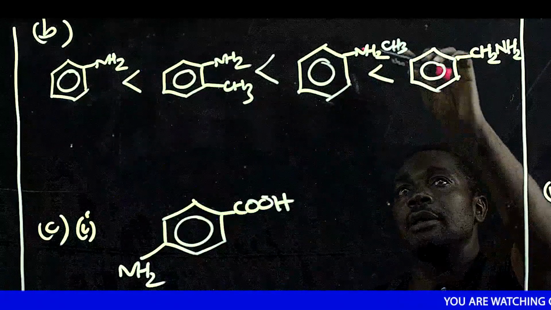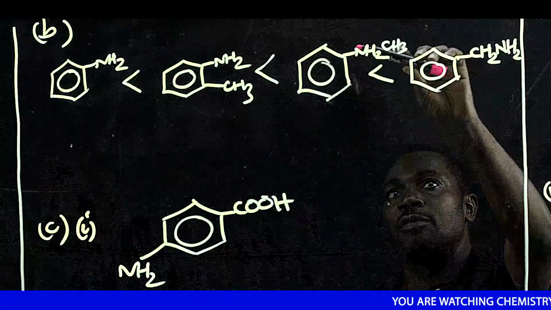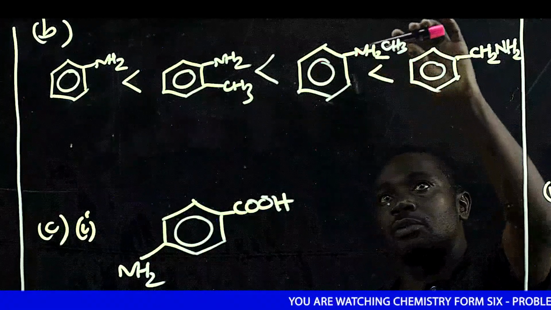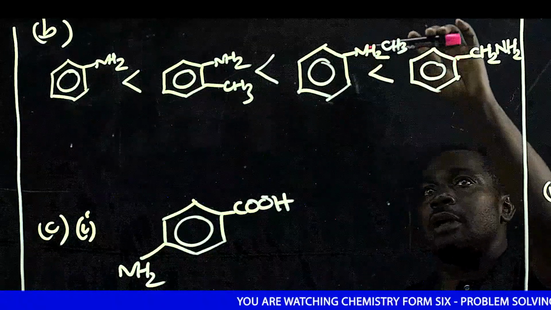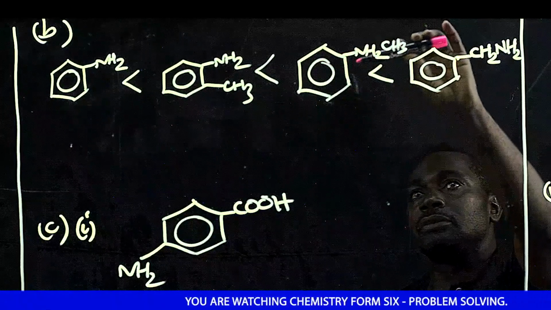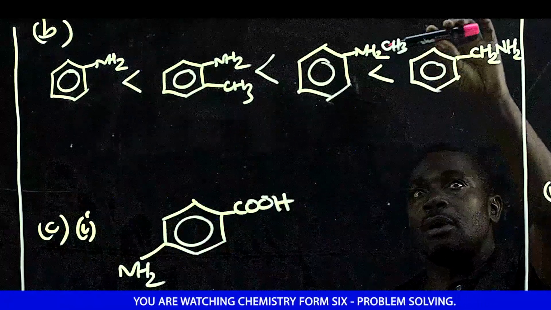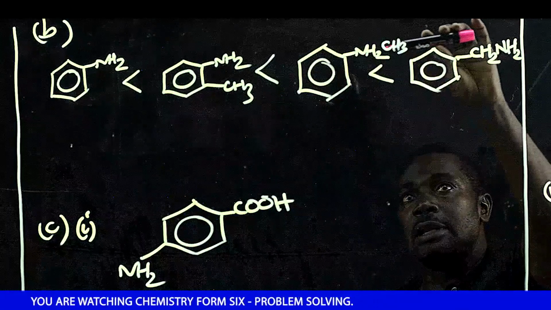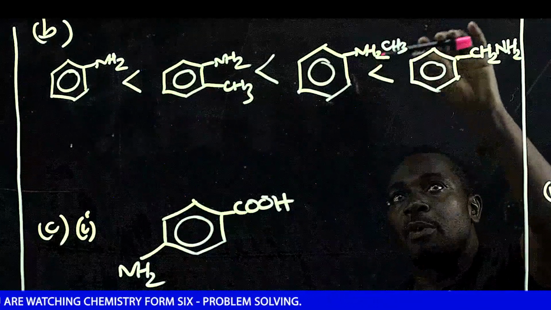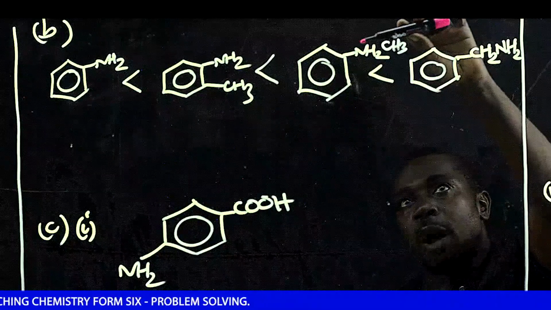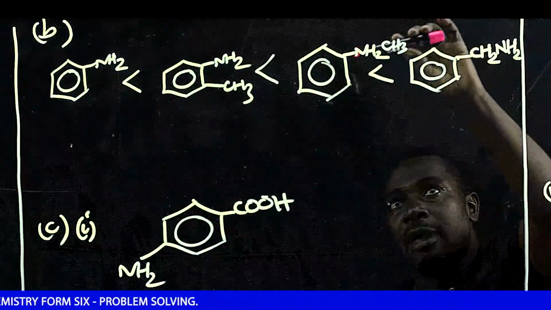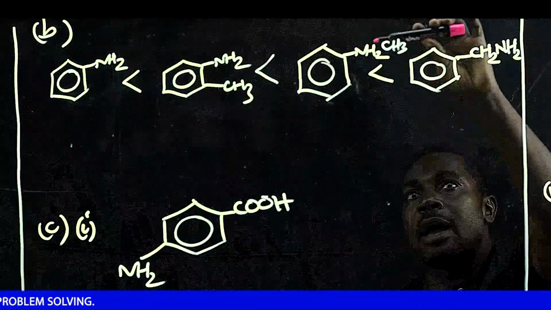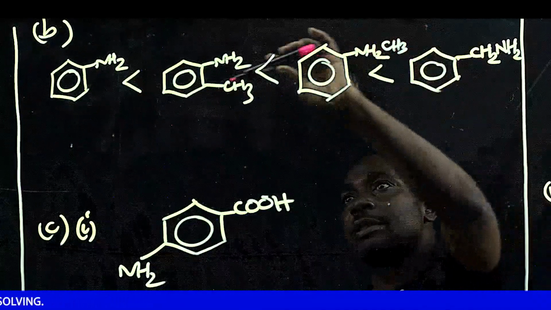The reason behind this: the lone pair of this amino group is released to the benzene ring by mesomeric effect, and there is another group attached to this group. This releases electrons to nitrogen by positive inductive effect, stabilizing the lone pair of this nitrogen, and making this lone pair available. So why is this more basic than this?